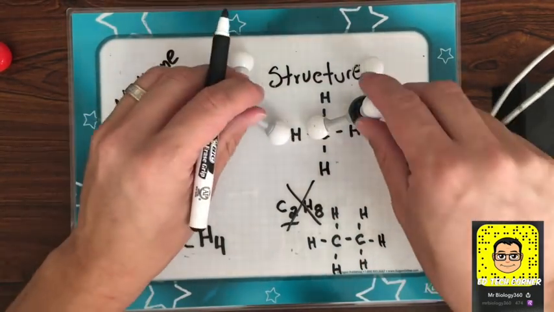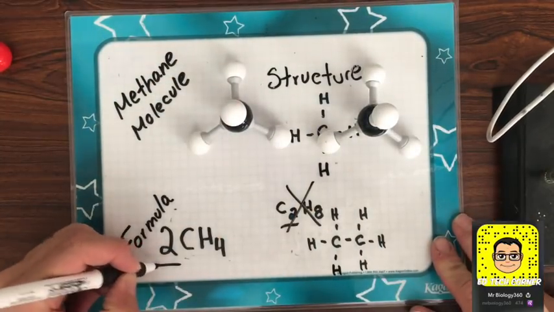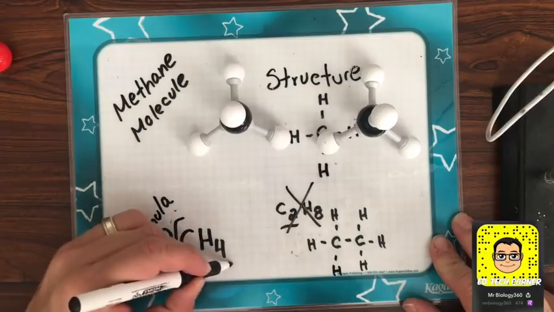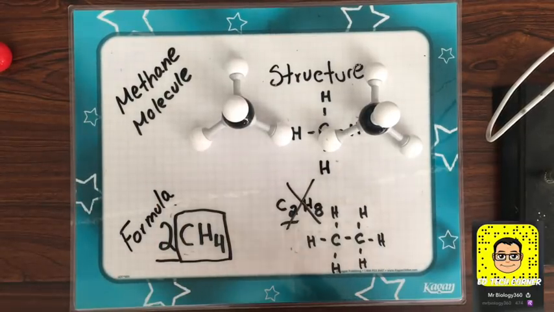You have to remember each one of these is a molecule because there's a 2. We write a 2, and that's telling us that we have 2 of these molecules. All right, hope that helps.